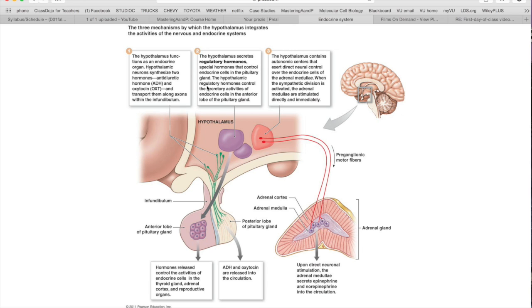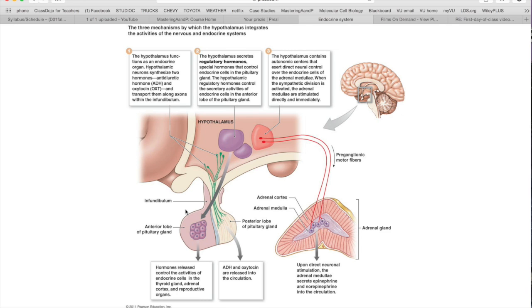So a regulatory hormone is going to regulate the release of other hormones, and there are 3 ways the hypothalamus regulates endocrine function. First, it acts as an endocrine organ. It produces 2 hormones, ADH and oxytocin, which we'll talk about later. The second way is that it secretes regulatory hormones, which go to the pituitary gland and cause either the release or to stop the release of certain hormones.